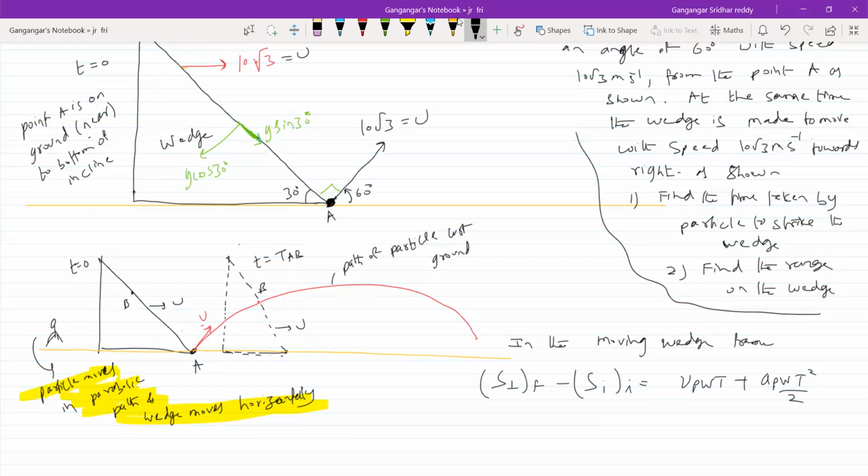What is it finally? It is at point A initially, and finally it is at point B. What is the displacement perpendicular to the incline? It will be 0, no? Final perpendicular separation minus initial perpendicular separation. Velocity of particle. So let me take this direction as positive. Velocity of particle, how much should it be? 10 root 3.